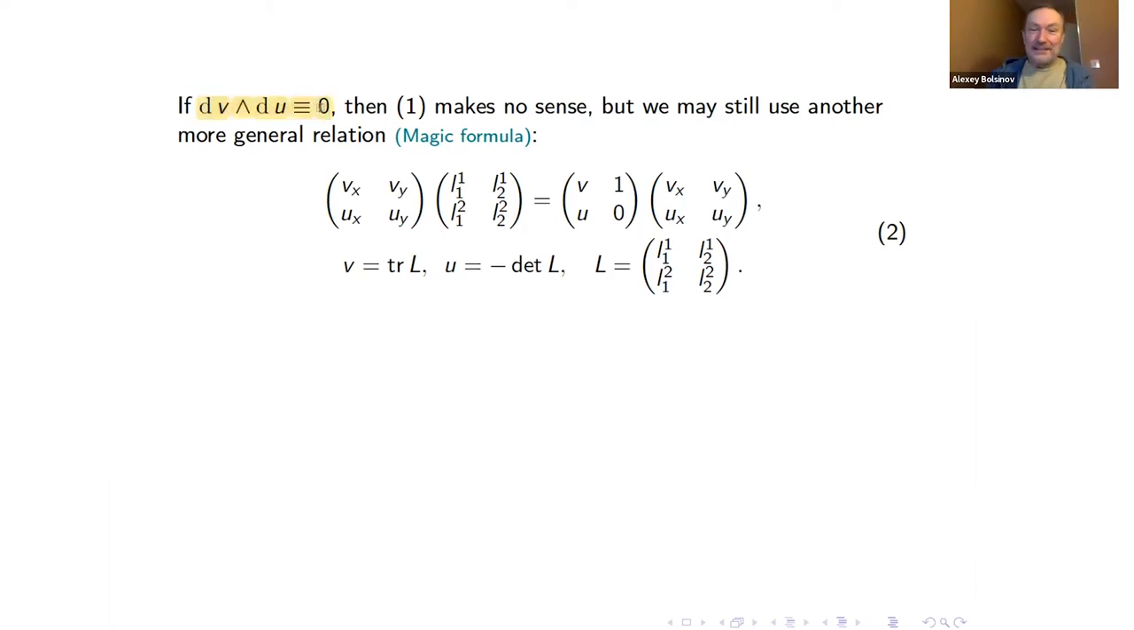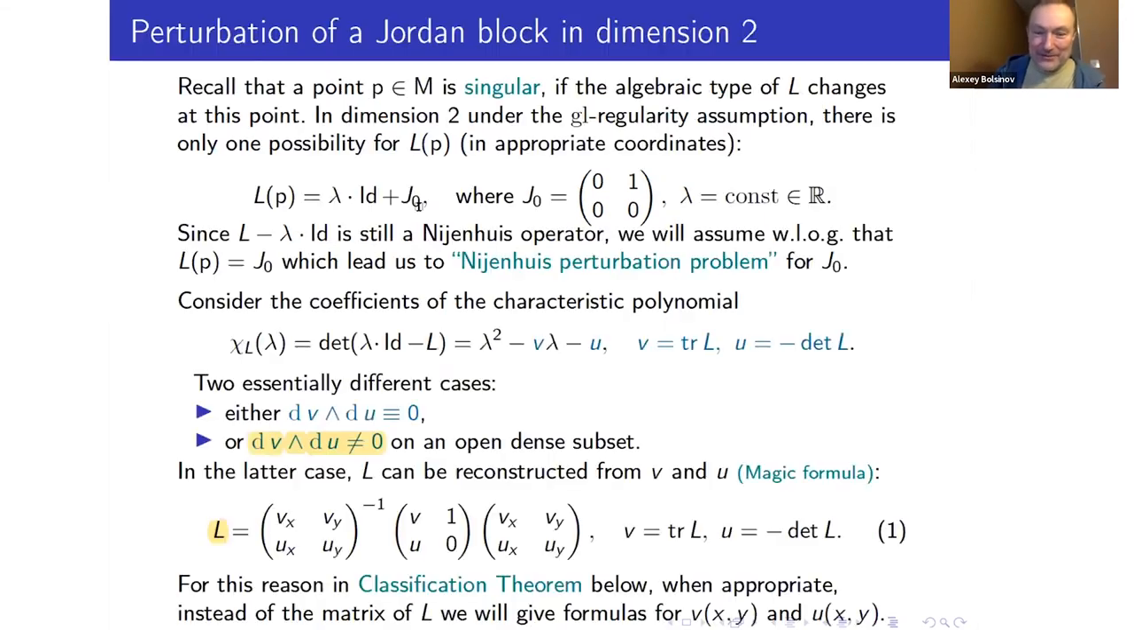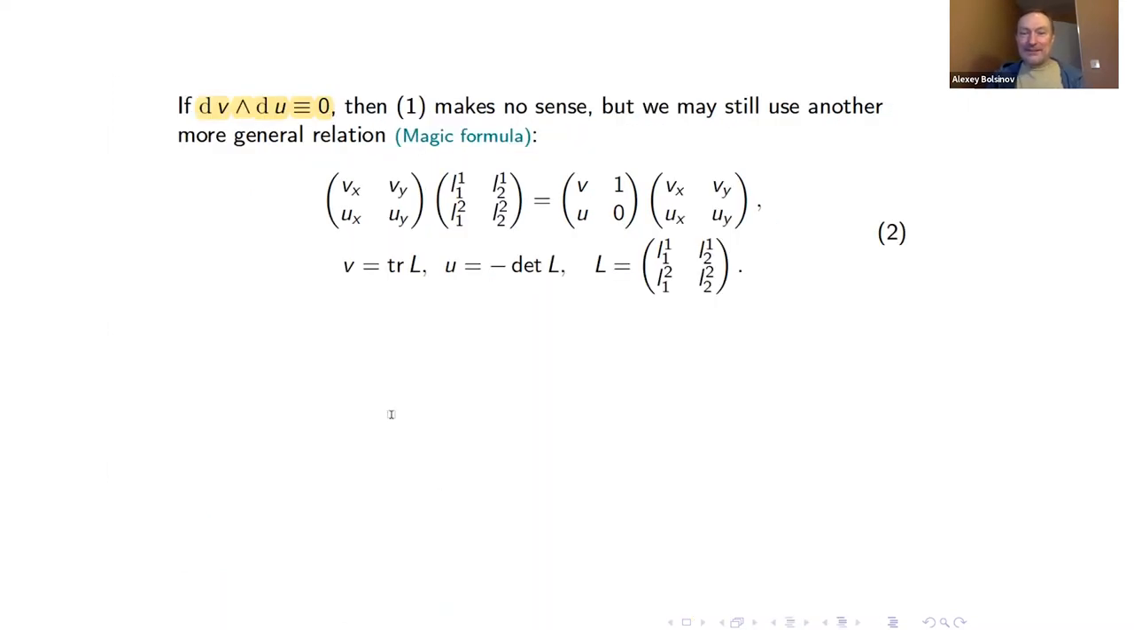The trace and the determinant are dependent at each point, so dv wedge du is identically zero, so of course the previous formula makes no sense. Let us compare these two formulas. I will just multiply by this Jacobi matrix on the left and on the right, and I will get this expression, which holds true in any situation. So we don't need to divide by zero here. This formula still holds true, and we will use it in this little bit more special situation. Okay, and so what else?